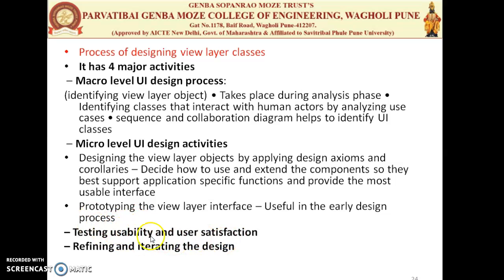That means you have to test the usability of the functionality, and user satisfaction is the most important, as the user will send the request from the view layer and get the response. So you need to test the user satisfaction for the view layer and refine and iterate the design. That means if something goes amiss, you have to refine things, create and change them again, and iterate the design. You have to continuously iterate and improve your design. So those are the 4 major points to be considered while designing the view layer.